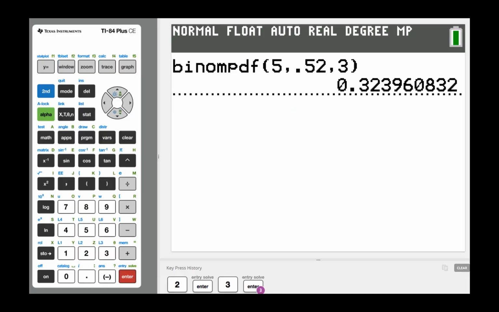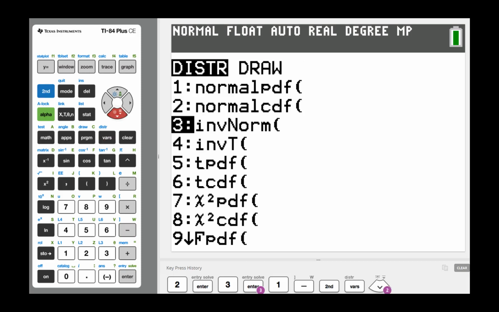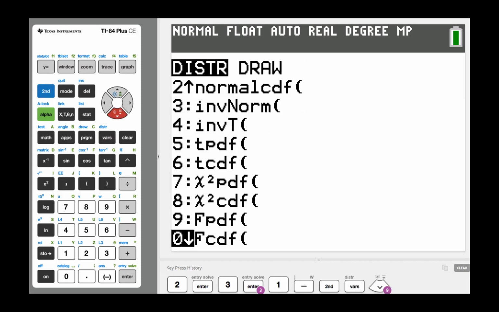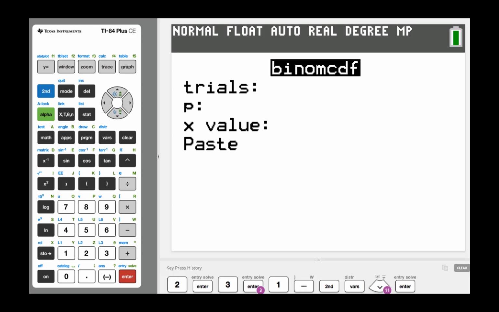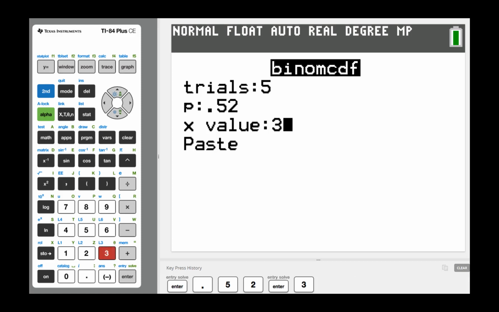So we go to the calculator. We go 1 minus, second, vars to get the distribution. Scroll down, or if you remember it's going to be at B, you could do that. Get down to binomcdf, press enter. Number of trials is 5. Our p-value is 0.52, and it's less than and equal to 3. So that's 3. Enter, enter.